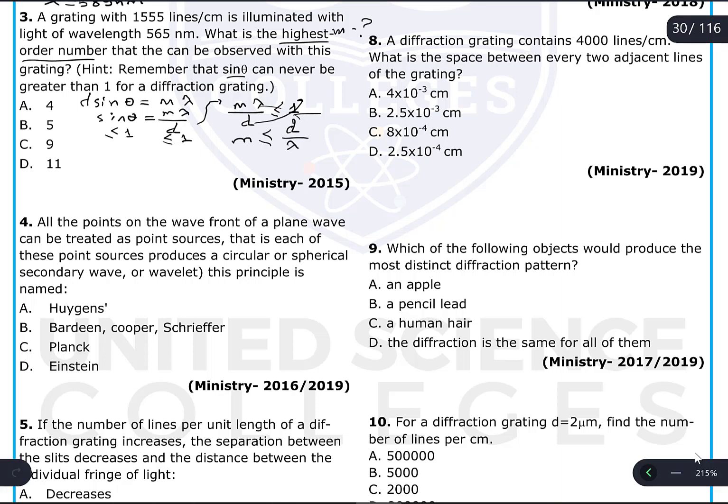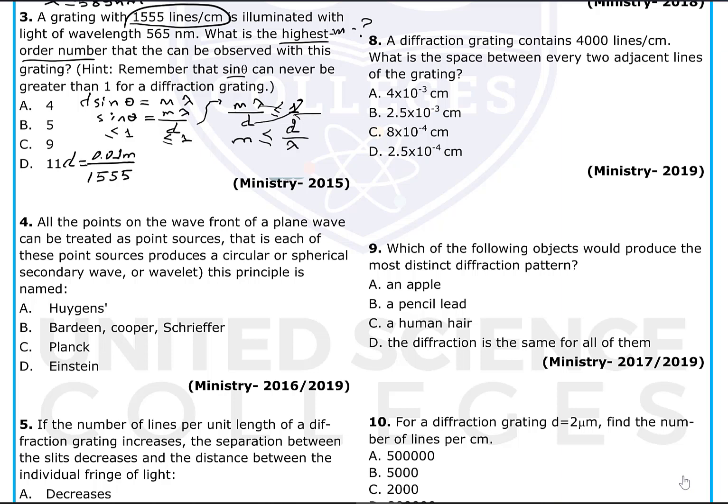Now, d must be calculated first. As you see, d is given as 1555 lines per centimeter. Let's calculate d again. I will calculate it in meters. In 1 centimeter, which is 0.01 meter, how many lines are there? 1555 lines. Now let's calculate d. 0.01 divided by 1555. Result is going to be, d is going to be 6.43 times 10 to the power of negative 6 meter.